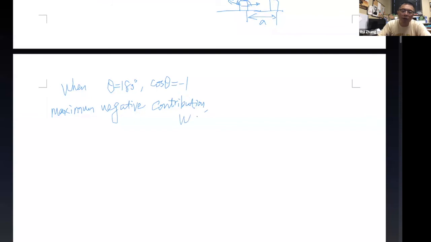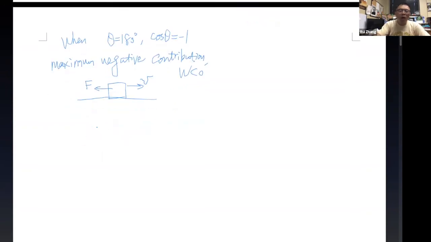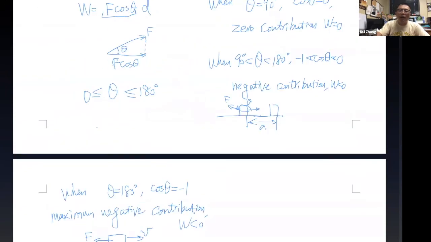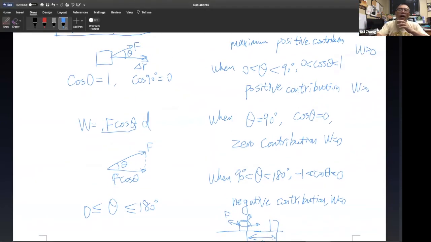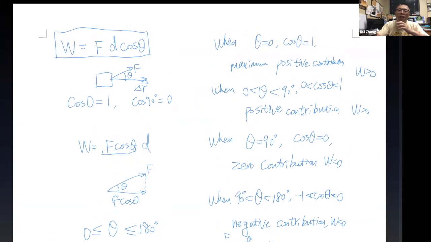So W is still smaller than 0. In that case, it corresponds to a case where you have a force, the object moving forward, but the force is going backward like this. Well, certainly that could be kinetic friction, right? Kinetic friction is a perfect example of that. So hopefully by these cases, you can see how this definition applies to different cases and gives you different numbers.